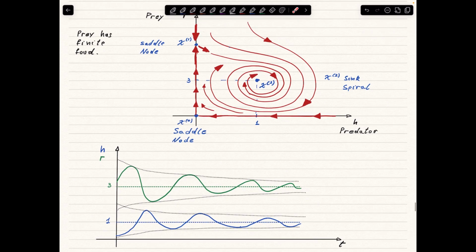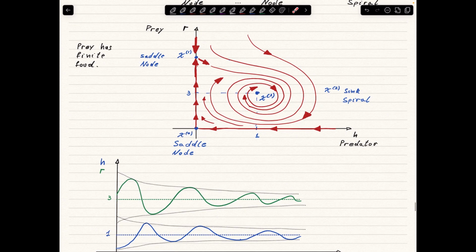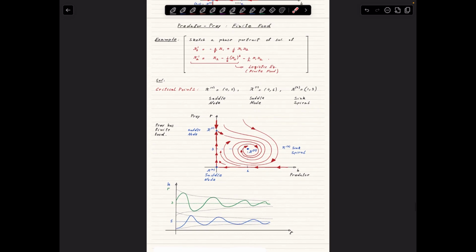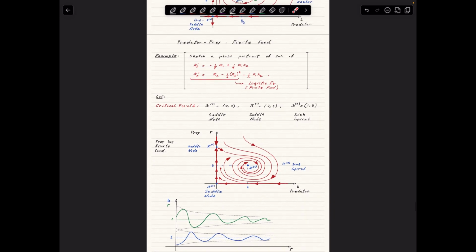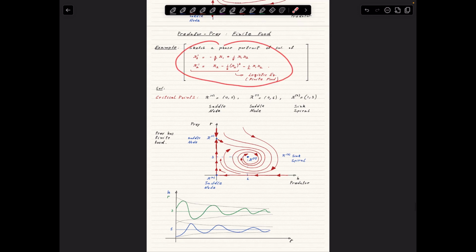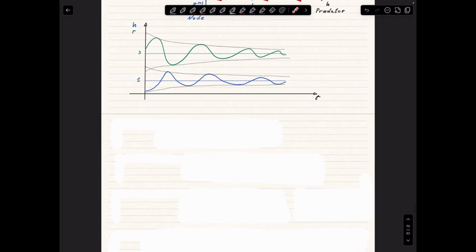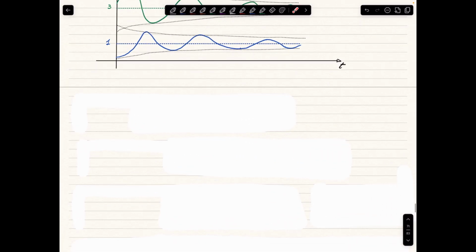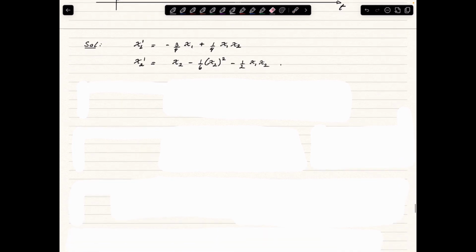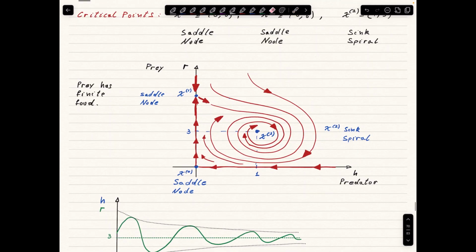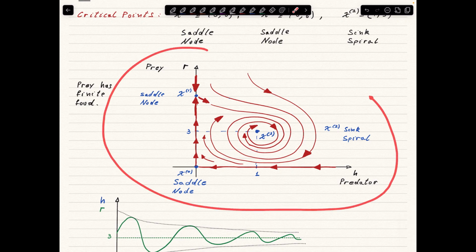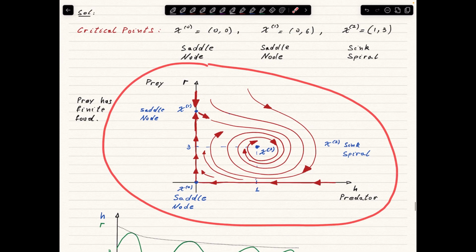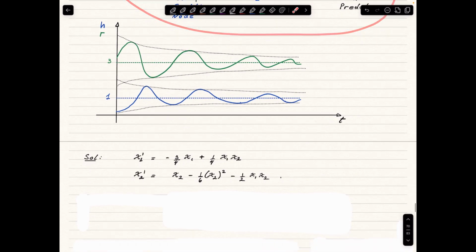And that's it. That's essentially what we wanted to mention in this video: what happens in the case of finite food resources. I add here in the next 2 pages the calculations for you, so you can do the calculations and then compare. So how did we obtain this picture? Well, in the same way we obtained the previous picture for infinite food resources.